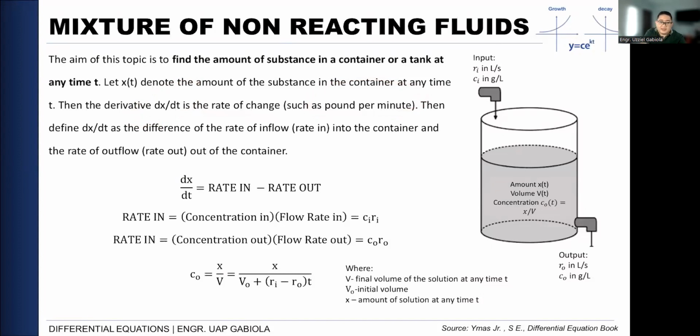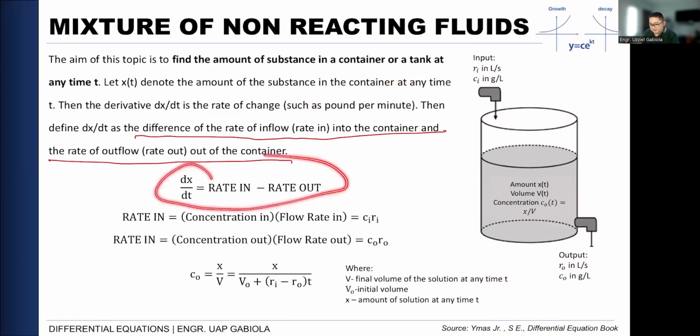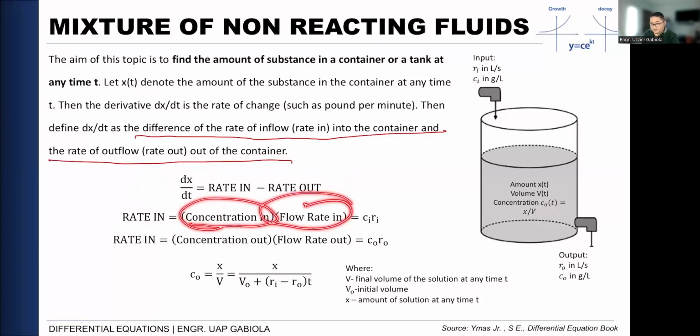And then, ang dx over dt o yung rate of change daw na yon is defined as the difference of the rate inflow and the rate outflow of the container. Okay? So yan yung pinaka-main formula natin. In symbol, ito yan. dx/dt is equals to rate in minus rate out. That's a rate in, meron siyang formula. Concentration in times flow rate in. Or designate natin na C_i R_i.